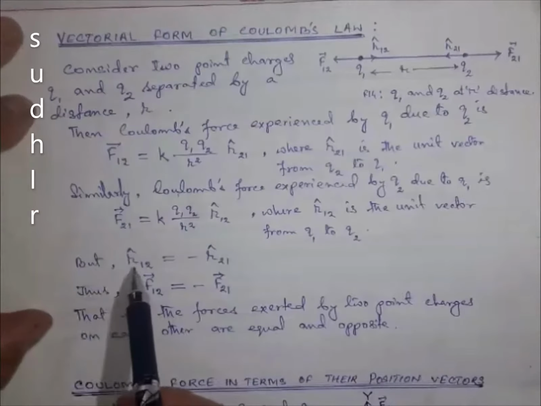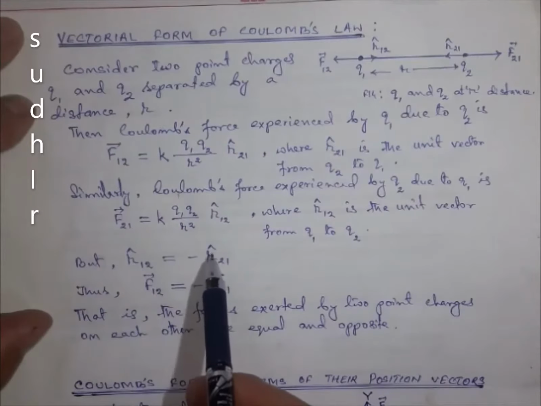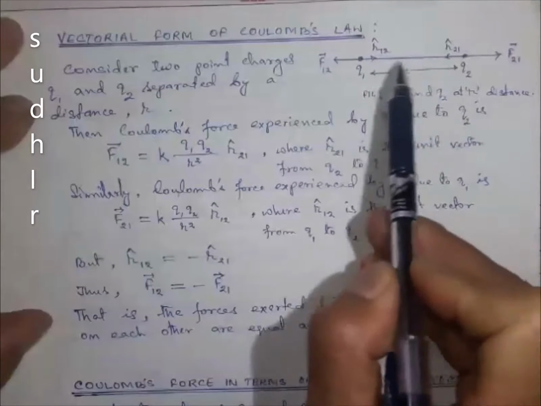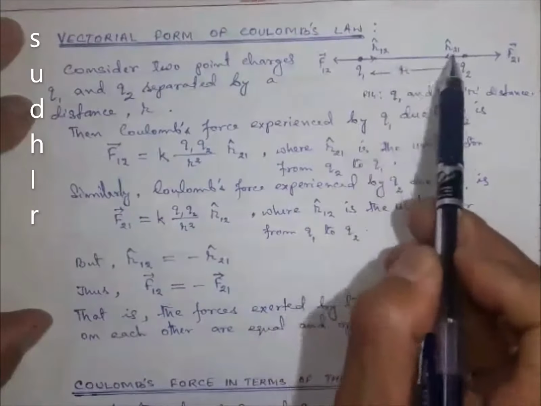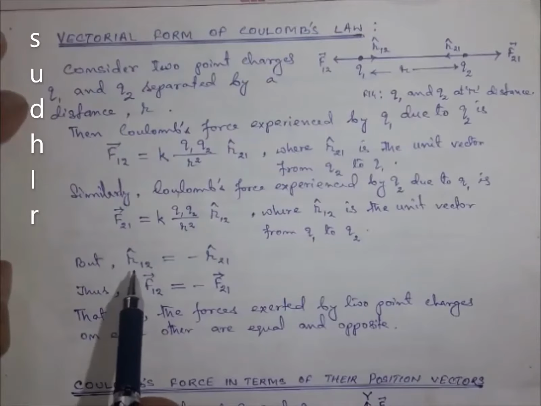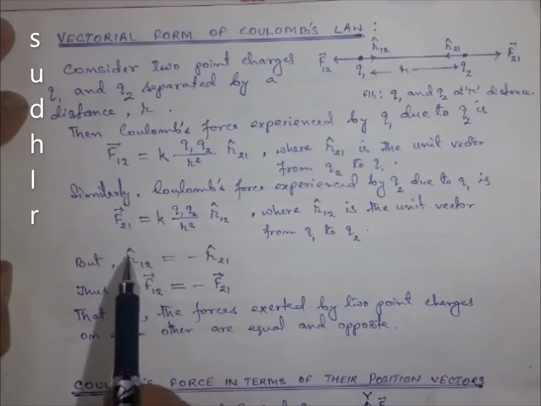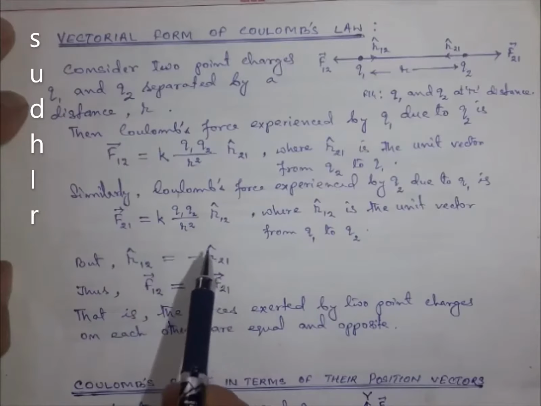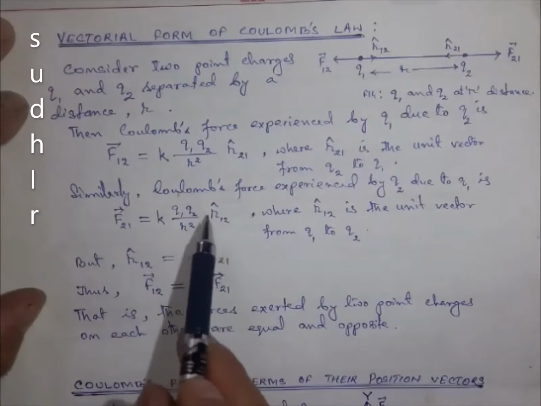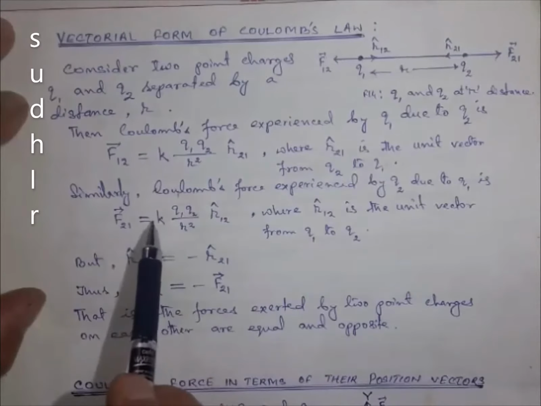But we know that this r12 cap and r21 cap are unit vectors along a straight line, but they are opposite to each other. When two vectors are opposite, we generally write it with a minus sign. So r12 cap is equal to minus r21 cap. If we replace r12 here, the magnitude will remain the same, but a minus sign comes up.